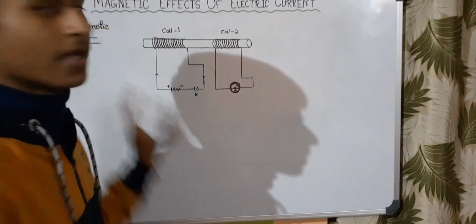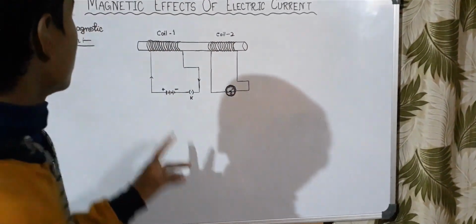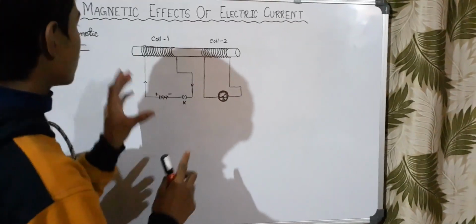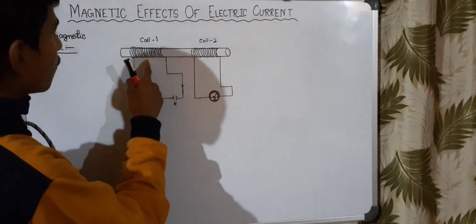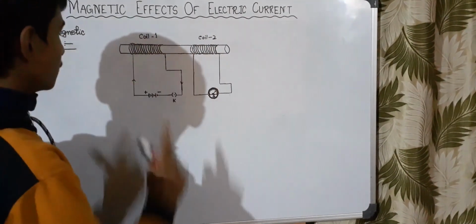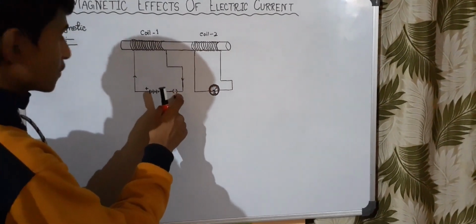So the next topic is electromagnetic induction, and it is also an important and very interesting topic. Here is a diagram to show electromagnetic induction, where these are coil number 1 and coil number 2. This is the battery and this is the switch.